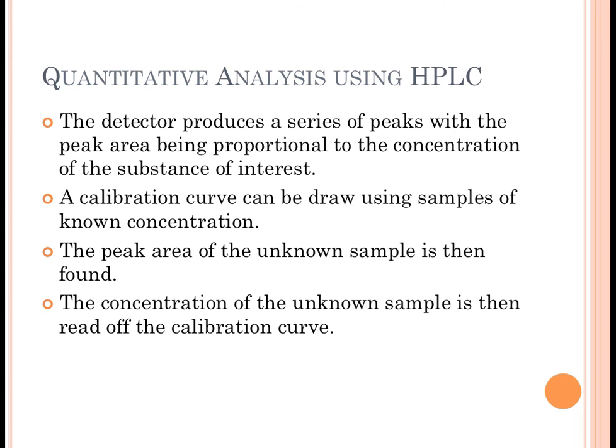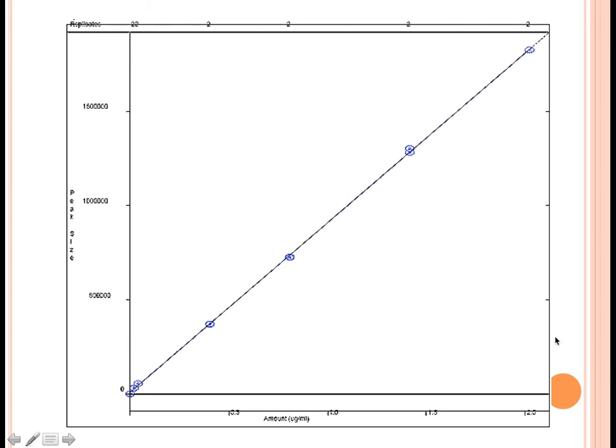Now, quantitative analysis is finding how much of something we've got. So under each of those peaks, we can find the peak area. And the peak area is proportional to the concentration. But we need to compare that to some samples of known concentration of the same substance. So we draw up a calibration curve, which is going to look something like this. So these are all our standards.